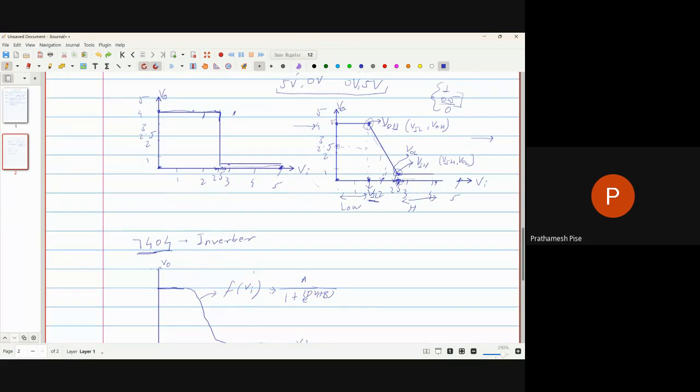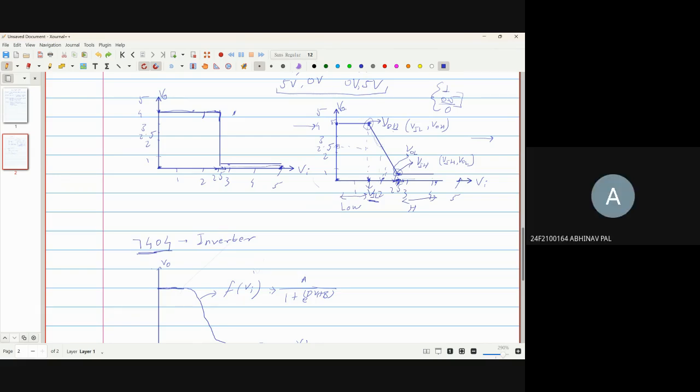Can you tell what I have told just now? Why did we define those corner points? Why are these corner points important? For the VIL and VIH points, actually. What is the purpose of those points?